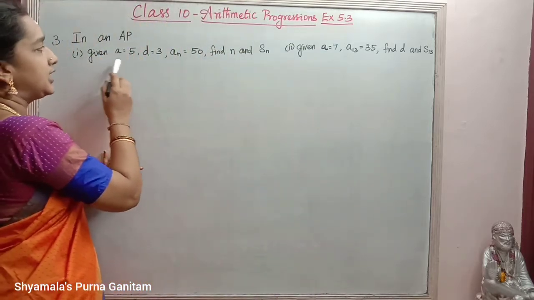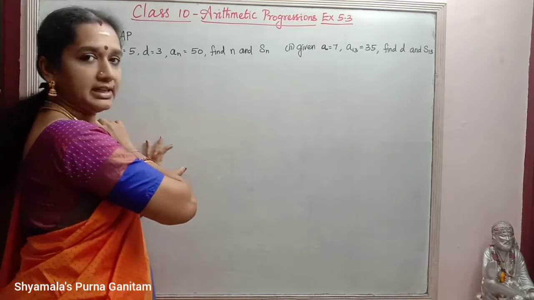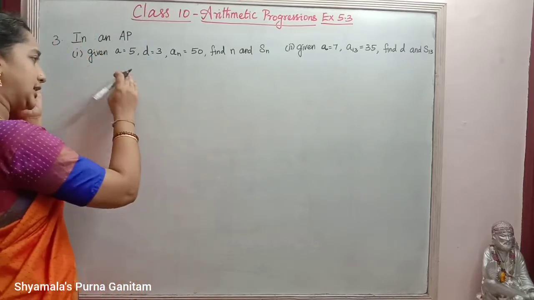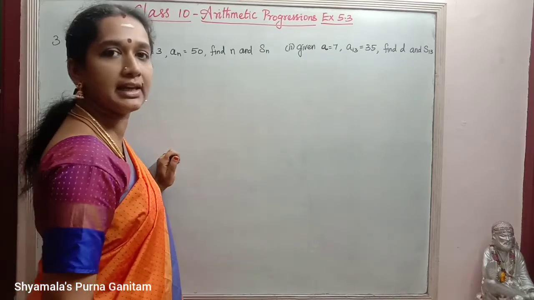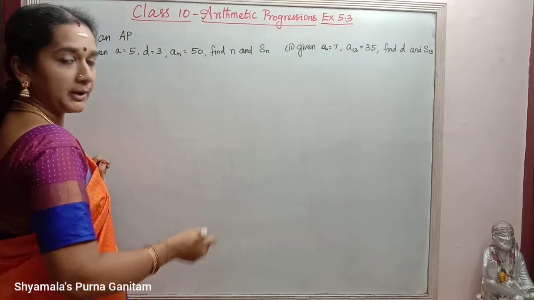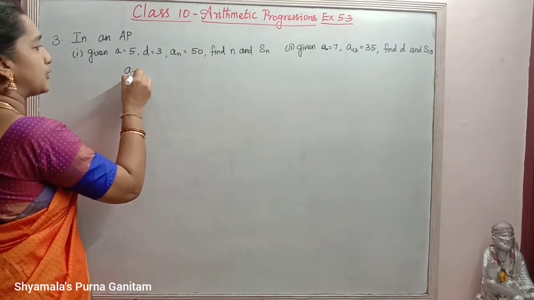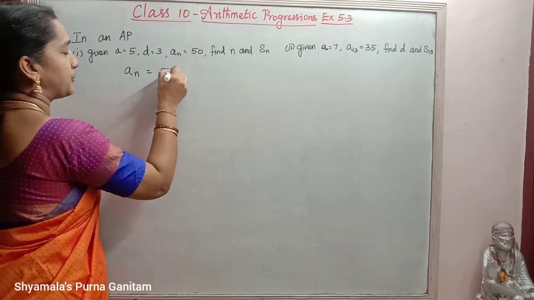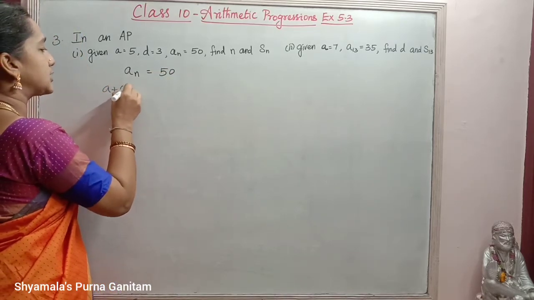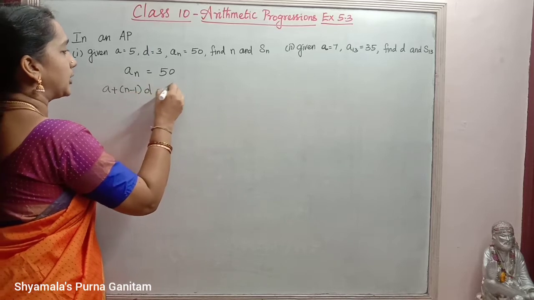In an AP given A, D, AN is given. We are asked to find N and SN. So with the given information we have to find N and SN. So A is 5, D is 3, AN is 50. So first we will use AN formula. AN is given as 50. The formula for AN is A plus N minus 1 into D is equal to 50.